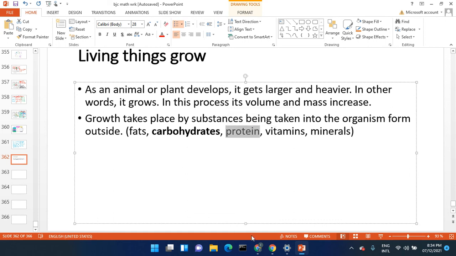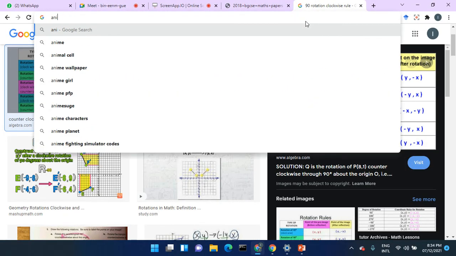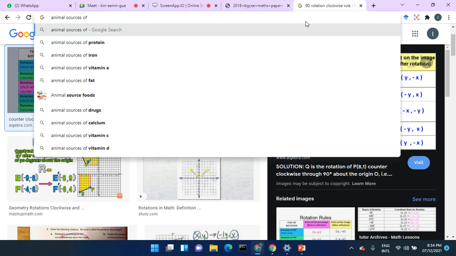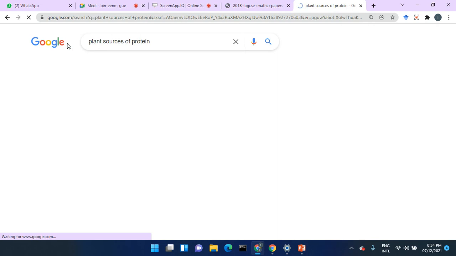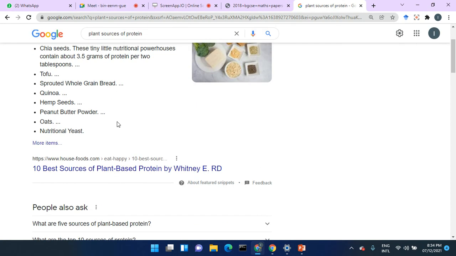Let's look it up. Animal sources of protein. Let's see what they tell us. Meat, fish, pork, ground beef, all of that. Now, plant sources of protein are going to be tofu, peanut butter, and the like.